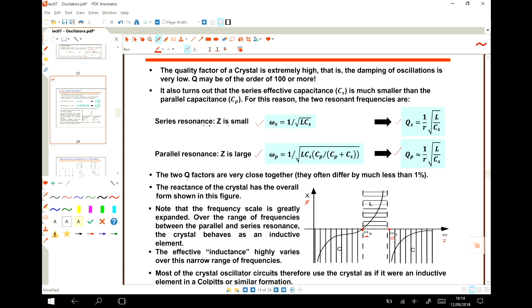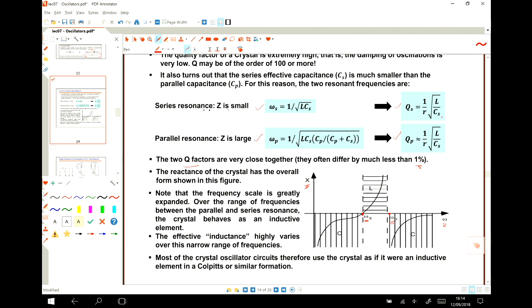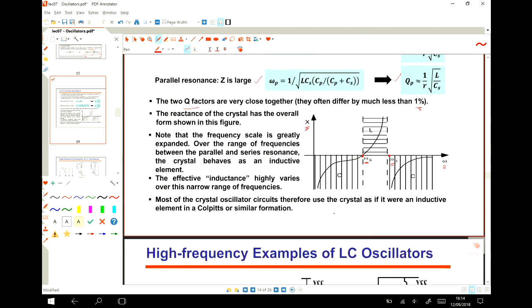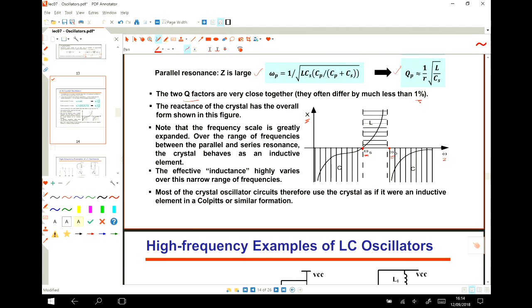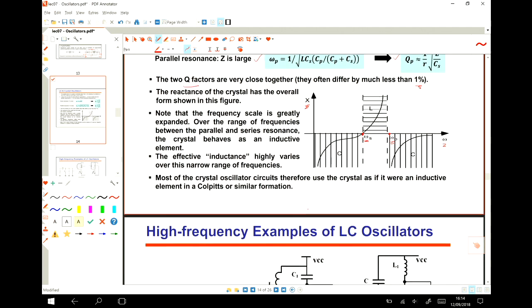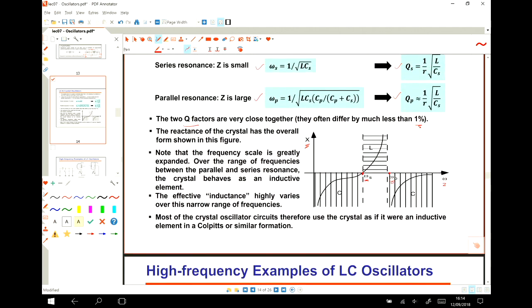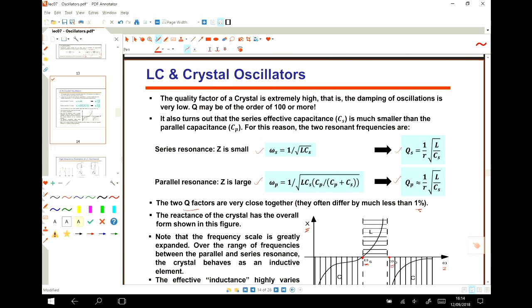So the Q factors are very close, maybe just 1% different, and then we can say that both of them are almost the same. One of them is exactly this one, but the other one has some more terms. We will see in the exercise. So the crystals, actually the main advantage of the crystals is the Q factor.